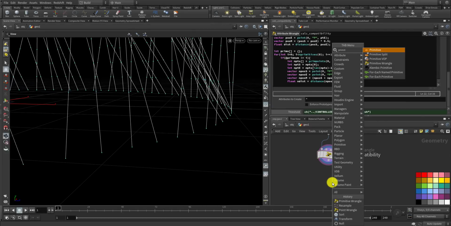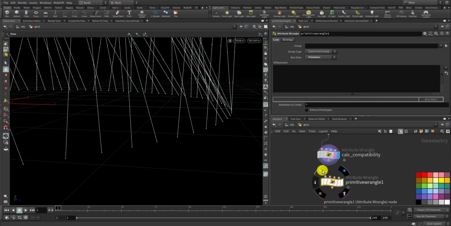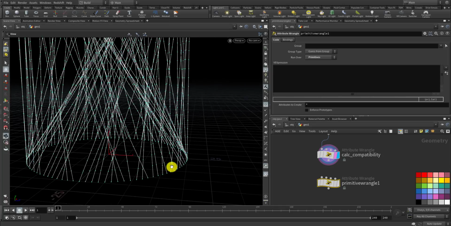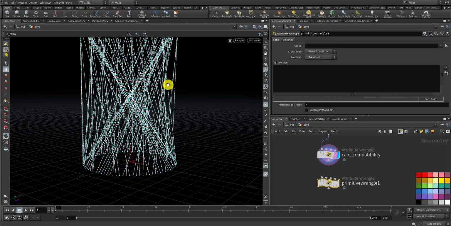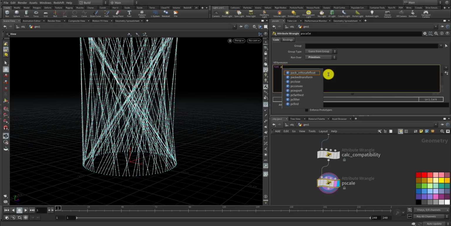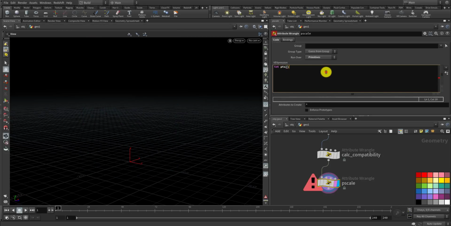Okay, I'm gonna make another primitive wrangle here, and I'm gonna use it to set the p scale for each point on each primitive for final visualization. So I'm gonna name it p scale. Same as the compatibility wrangle, I'm gonna get a list of points for each primitive using prim points, and make a for loop for each point.